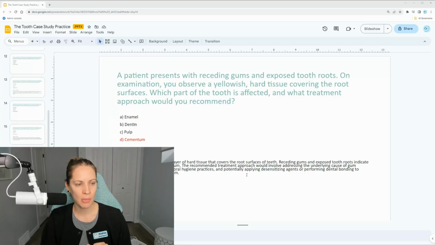But if the patient is in pain and desensitizing toothpaste doesn't work, such as Sensodyne or any toothpaste that is meant to help sensitive teeth with the ingredient potassium nitrate, then we would apply a desensitizer onto that area at the dental office. And that's what they go over towards the last part. It says you could potentially apply desensitizing agents or perform dental bonding to protect the exposed cementum. So did you know you could also apply a bonding solution to that exposed root surface to cover it up? You could even apply composite, a filling material, over it to cover it up as well.